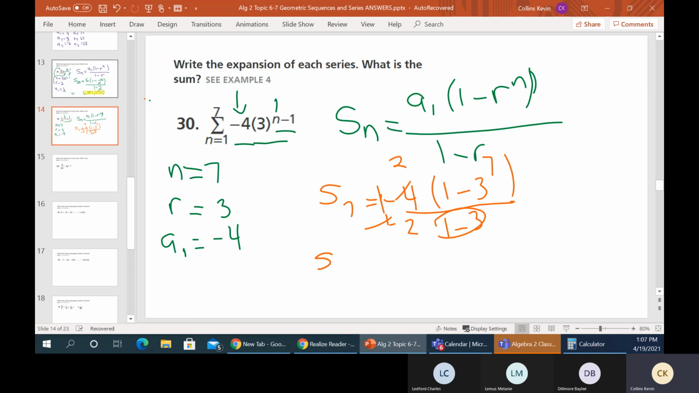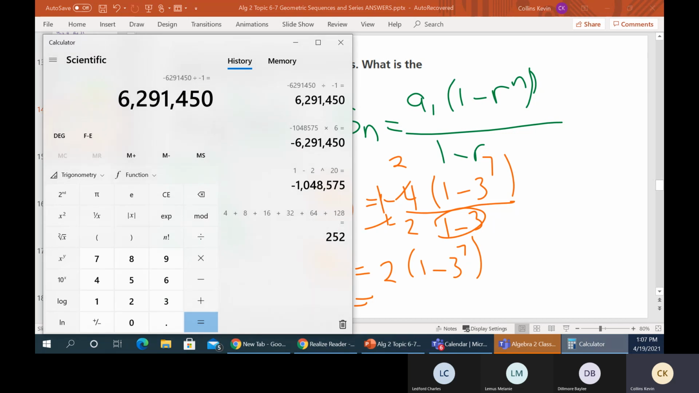So now this could really be just 2 times 1 minus 3 to the 7th power, which is going to be a wicked big negative number, okay? The reason for that is by having the 4 out front, this is just going to keep being negative over and over and over. That's why you're going to get a really big negative number. But time for the calculator.